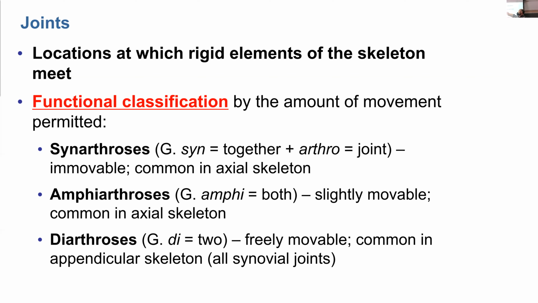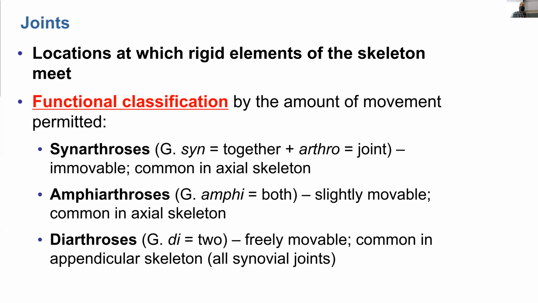Okay, so those are the three functional classifications of joints. I want to make it clear that we're going to classify joints another way in a second, so we need to make sure we're clear on what a functional classification is. Again, we have three kinds of joints: immovable, synarthroses; kind of movable, amphiarthroses; and very movable, diarthroses.